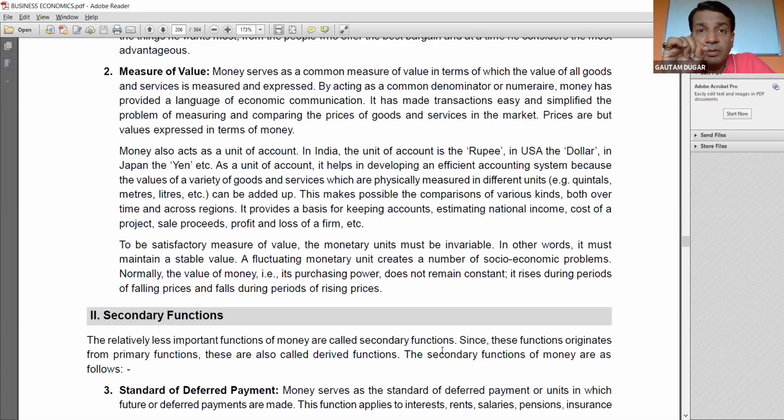But this was not the easiness under the barter system. In the barter system, there are a lot of challenges with respect to deferred payments.